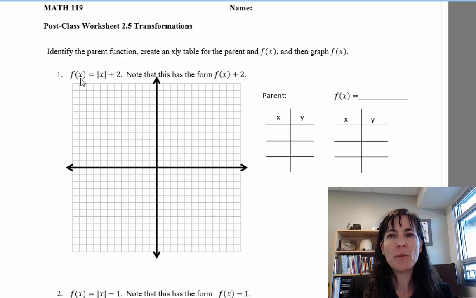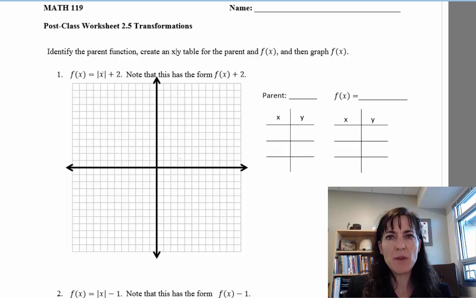I'm going to show you problem 1, and what we're looking at here is that we have a function of x, and it's the absolute value of x plus 2. And it says, note that this has the form f of x, so a function of x, plus 2. And so we want to think about that in terms of a function plus 2 and how that ends up looking on the graph. So let's take a look.